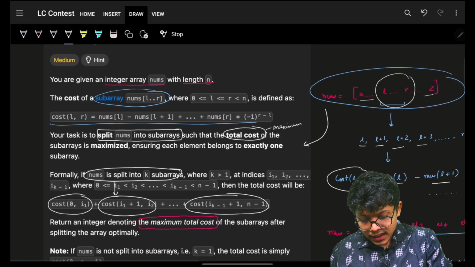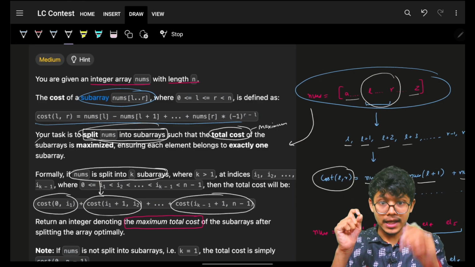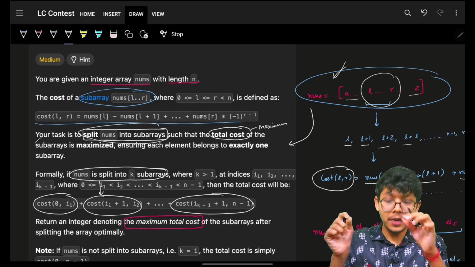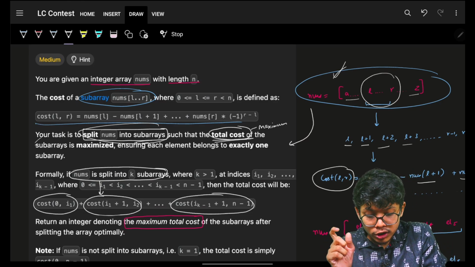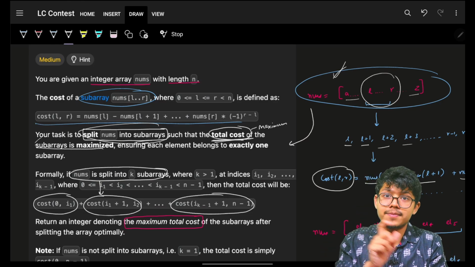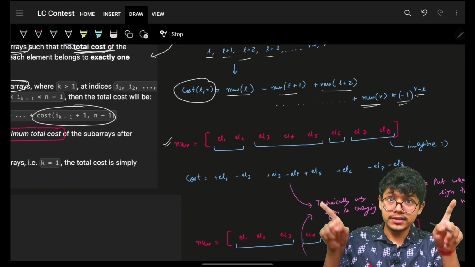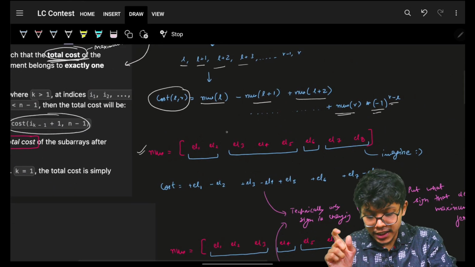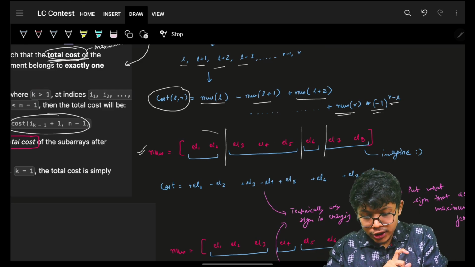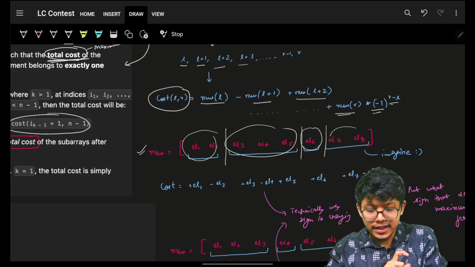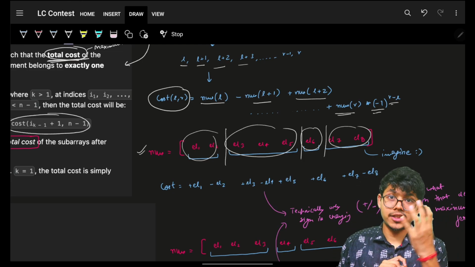Okay. Now it says that your task is to split the array nums, which means this input array, into subarrays such that the total cost of these subarrays is maximum, which means you will be given some nums array. You have to split this nums array into some subarrays such that the cost of each subarray, after adding that cost, it should be as max as possible.